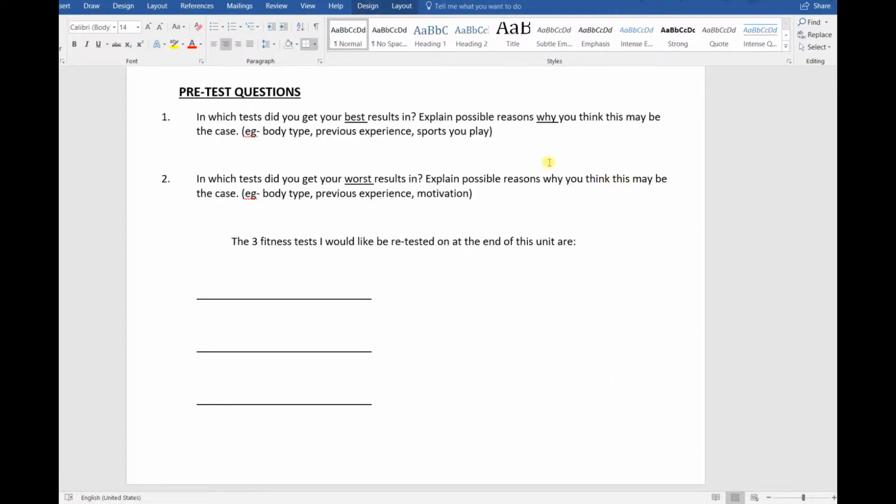After we've worked out the different results and their ratings, we can see that there are pre-test questions. For this, we're looking at what did you get the best results in? And you need to explain possible reasons why you got these. So looking at body type, previous experience, sports and play.